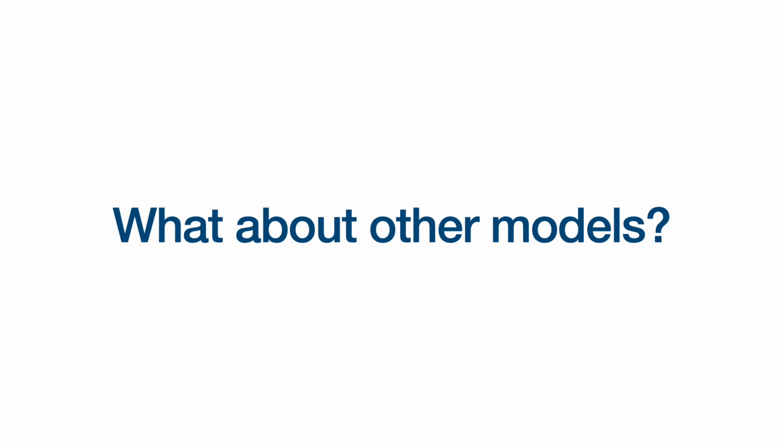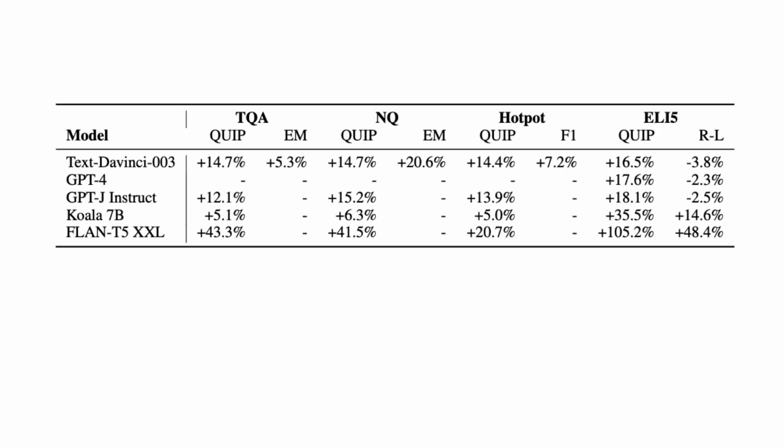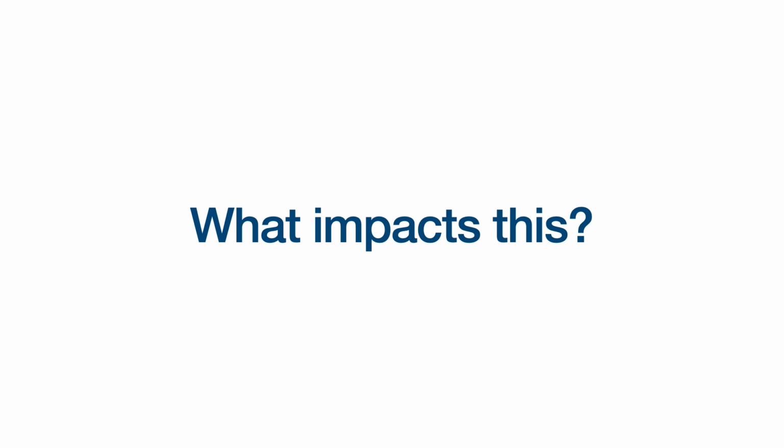Now, what about other models? Using one of the prompts with strong performance, we conduct further experiments on a variety of other models. These range from small open source models to large API access models. We can see that QUIP generally improves for all of these models. Check out our paper for some further evaluation details like prompt setups. Now, what impacts this?